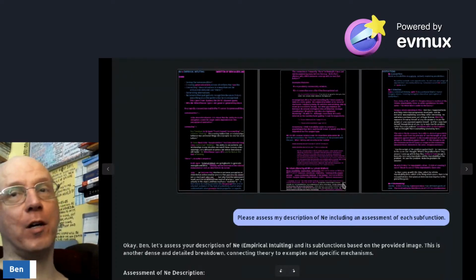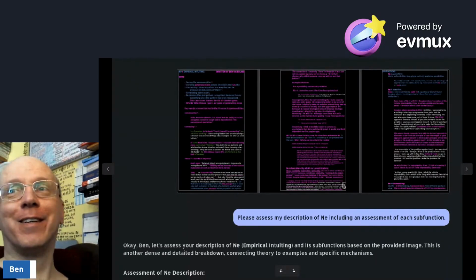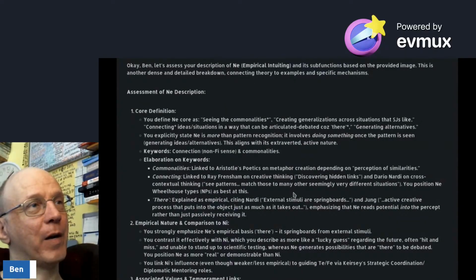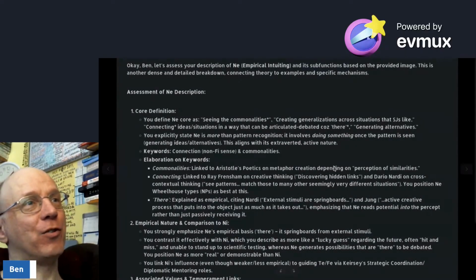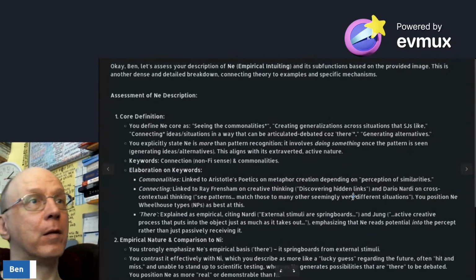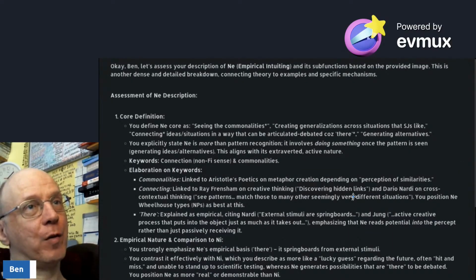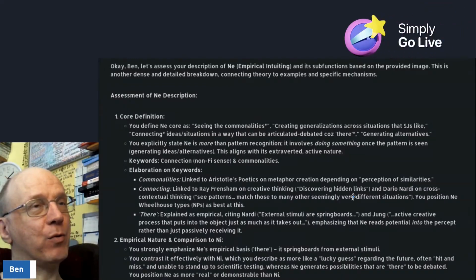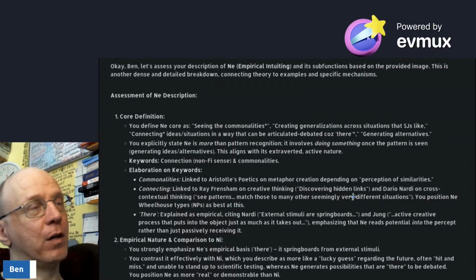So, what Gemini 2.5 Pro thinks of my description of Ni. I'll read it through. Okay, Ben. Let's assess your description of Ne, empirical intuition, and its subfunctions based on the provided image. This is another dense and detailed breakdown, connecting theory to examples and specific mechanisms. Assessment of Ne description. Core definition.